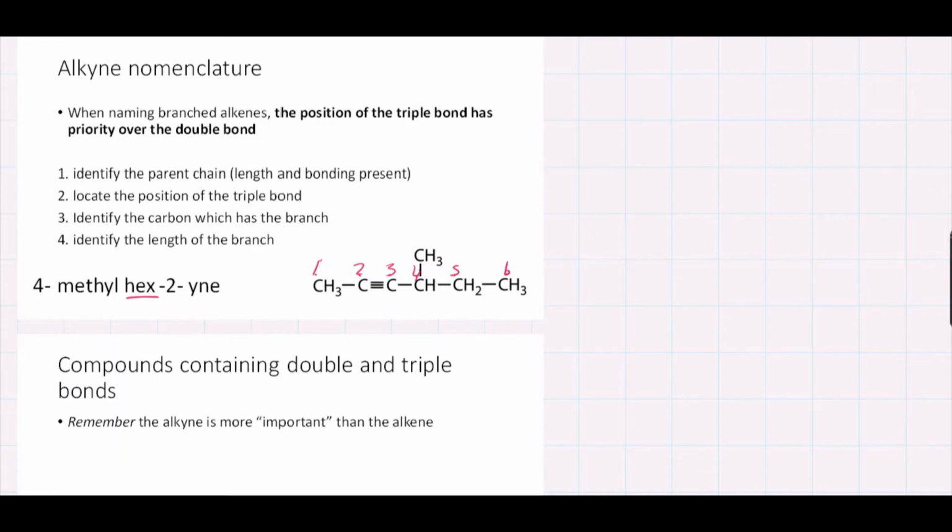Because remember, just like with double bonds, we want to make that number in front of the position of the triple bond as low as possible. So the triple bond starts on carbon number 2, that's why we have 2 here, and a -yne for that triple bond. Is there any branching? Yes, on carbon number 4 we have a branch that has 1 carbon in it, so we know that is meth, a methyl group, and it is on carbon number 4. So 4-methylhex-2-yne.